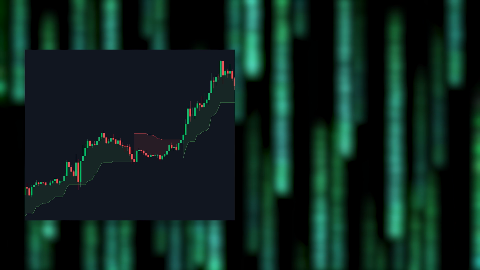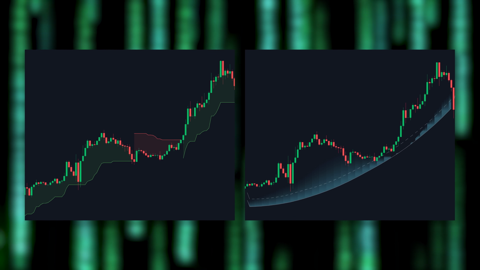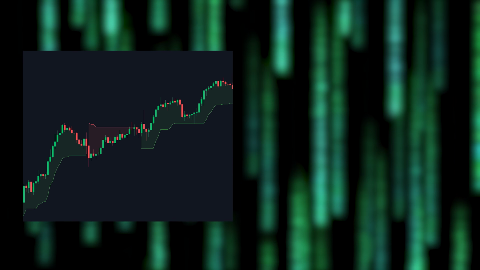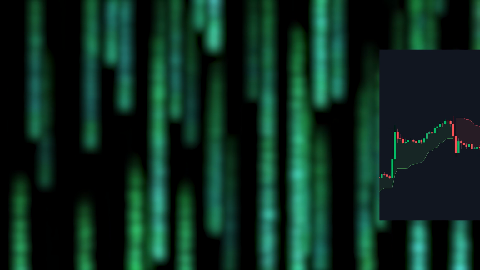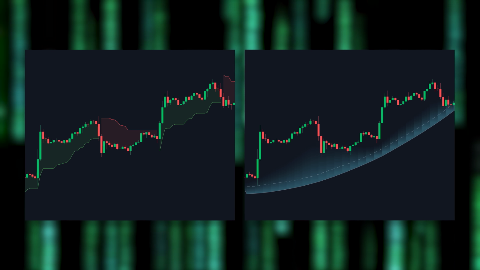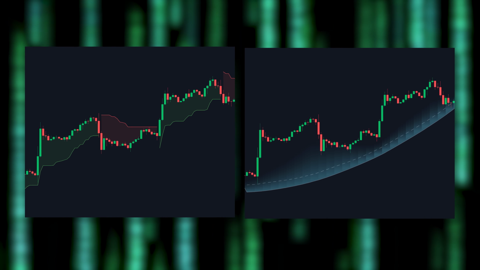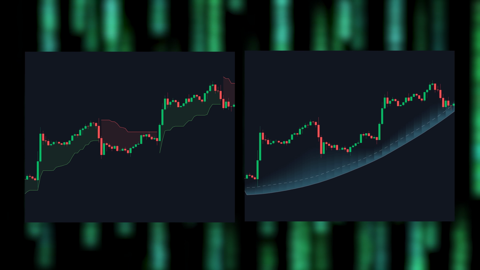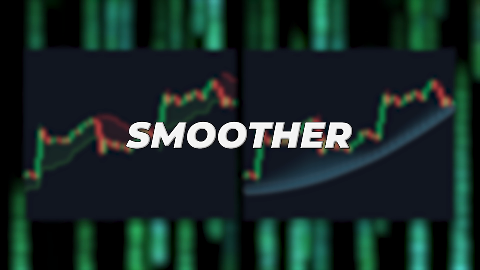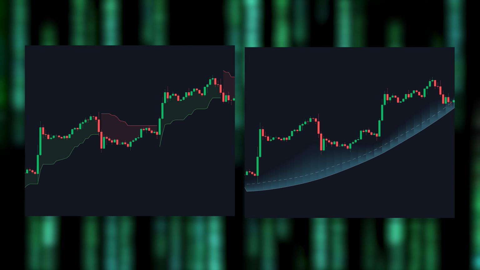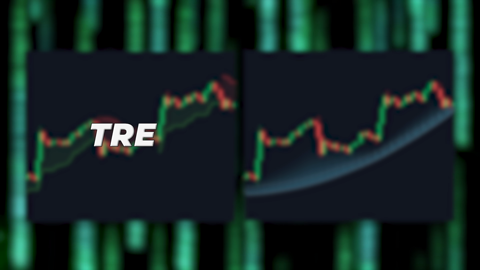This is the Supertrend indicator, and this is the new indicator. The same thing applies to this pair, the Supertrend, new indicator. One last example, Supertrend, new indicator. Now, looking at these three sets of images, you can see the overall trend remains consistent, but the new indicator is smoother and less noisy, making it a highly efficient tool for trend analysis.